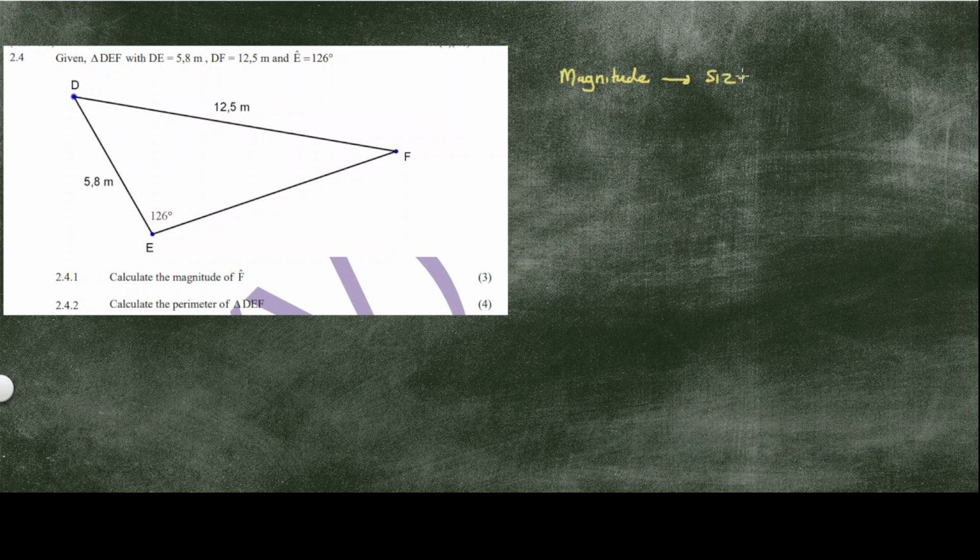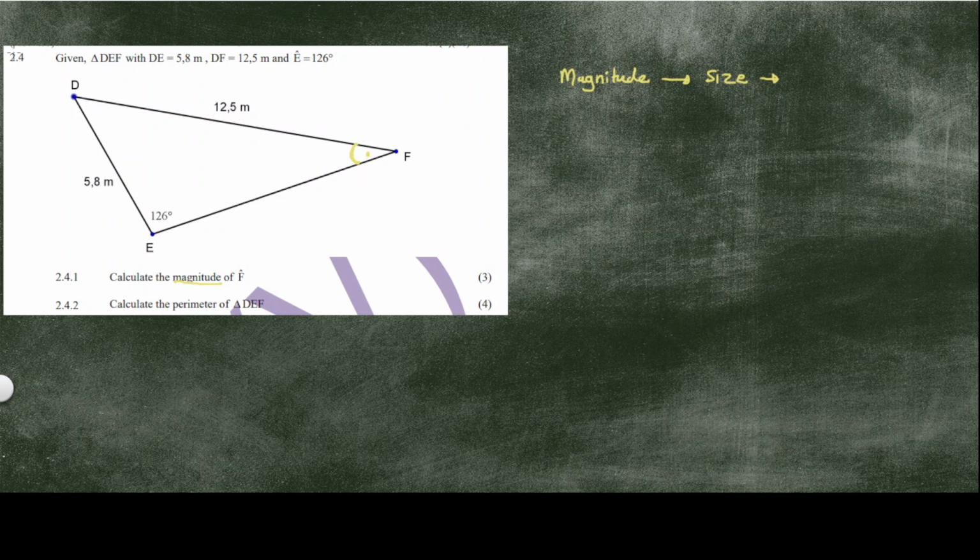Size. What else? There's another term they like using. Size. Until I remember the other terms they like using. Magnitude. When they say calculate the magnitude, they want you to find the size of that angle. They want you to calculate the size of that angle.